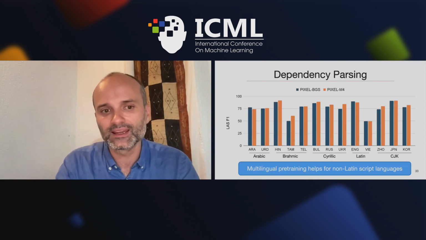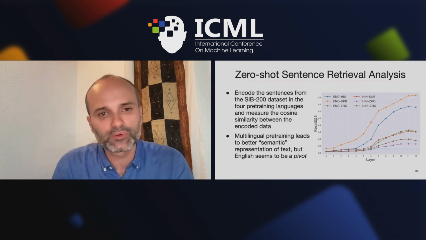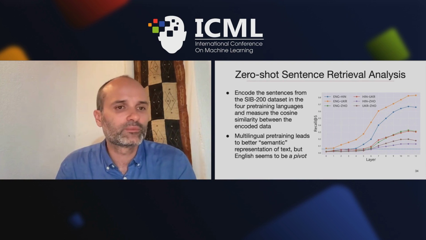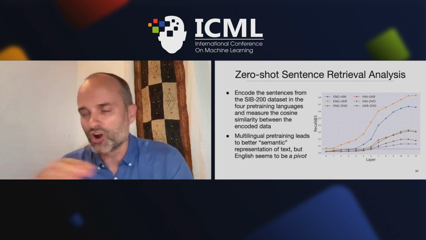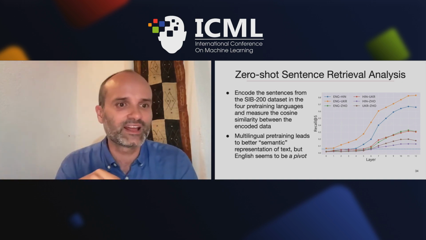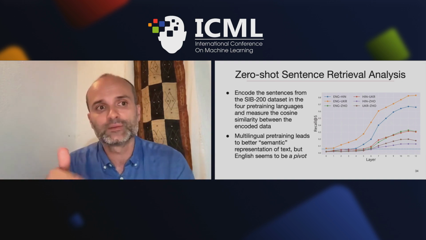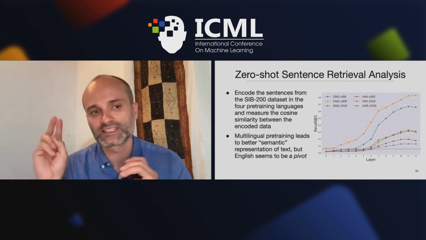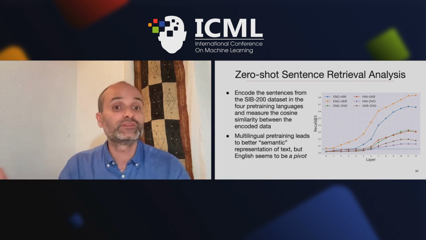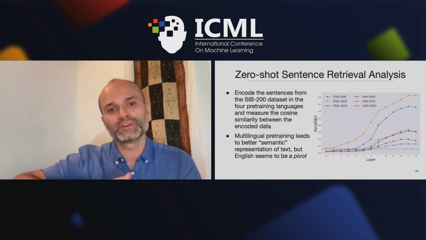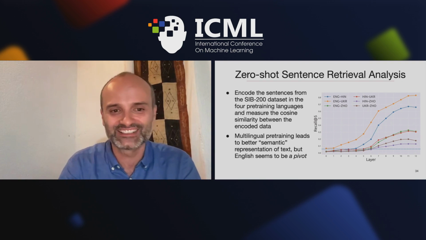We also wanted to investigate and understand how or what type of mechanism might be leading to better performance here. So we wanted to look at this from the perspective of zero-shot sentence retrieval, where we encode sentences using SIB200 that are not trained on at all, and we measure the cosine similarity between the encoded data in the 4 different pre-training languages. And what we find here is that multilingual pre-training does lead to better so-called semantic representations of the text, but performance seems to be biased towards retrieval into English performing best, and this performance coming at the end of the transformer stack in our encoder. There's a lot more work to do in this direction.